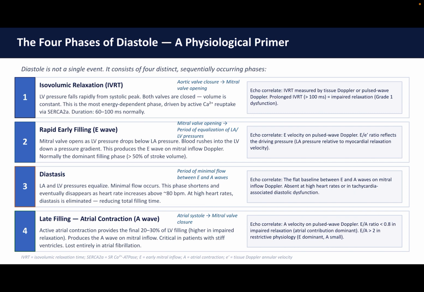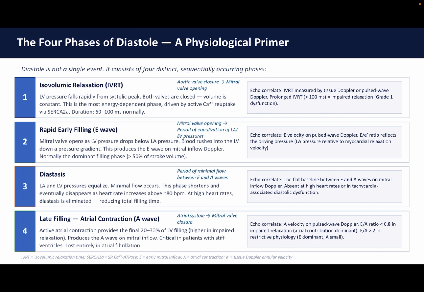Phase 2, rapid early filling, or E-wave. The mitral valve opens because LV pressure drops below left atrial pressure. Blood rushes down a pressure gradient. This is passive, driven by the suction created during the IVRT, or phase 1. This produces the E-wave on mitral Doppler, normally the dominant filling phase.